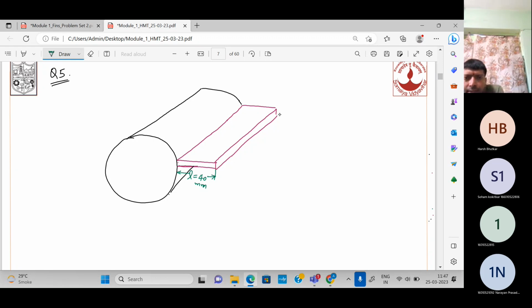Now the thickness. Thickness we generally take with the symbol Y. So thickness is 15 mm. The length of this longitudinal fin is given as 240 mm. The dimension which is parallel to the surface will be denoted by B.